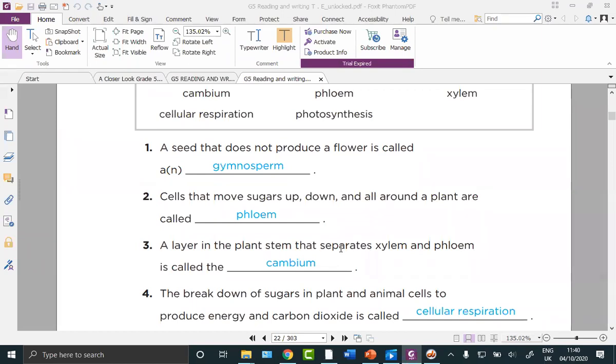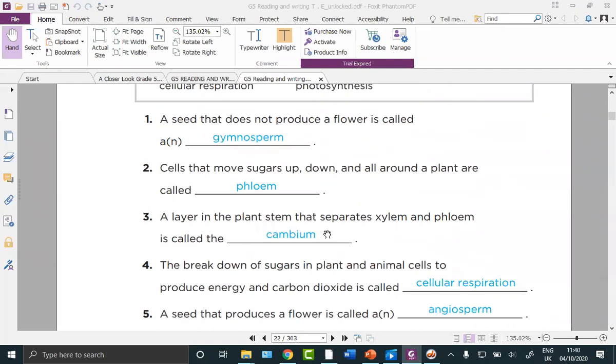A seed plant that produces flowers is called angiosperm. Excellent. Angiosperm. Thank you. Lower your hand. When you finish the answer, lower your hand.